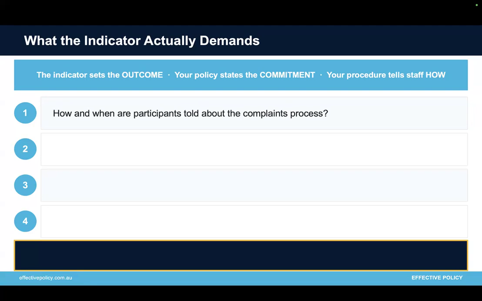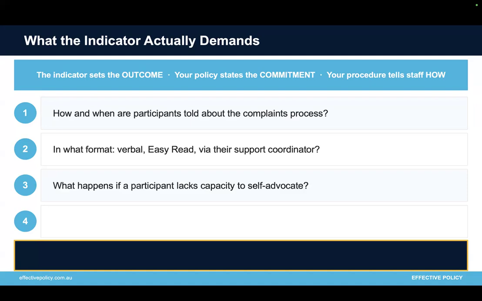So how and when are participants told about their complaint process? That goes beyond the indicator in the quality standards. We need to know how and when a participant is told about the complaint process. In what format will they be told? Verbally, easy read, via their support coordinator. Maybe it's a video that you've made. Maybe you're putting on a pantomime, a puppet show. It doesn't matter as long as you say how, what all those different options are for different people.